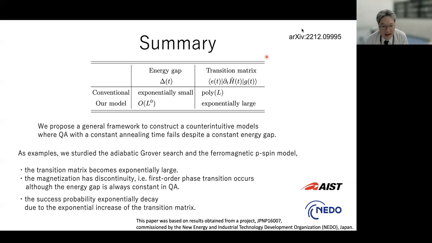Okay, anyway, I would like to ask a question. You showed some examples of very counterintuitive behavior with a gapped system, but they have a very small success probability. It's quite interesting. You showed two examples: one is adiabatic global search and the other the p-spin model. And actually, I'd like to know about the robustness of your result.